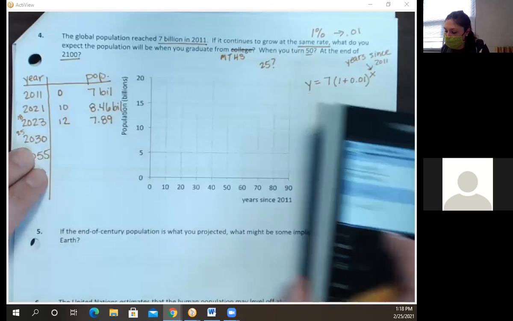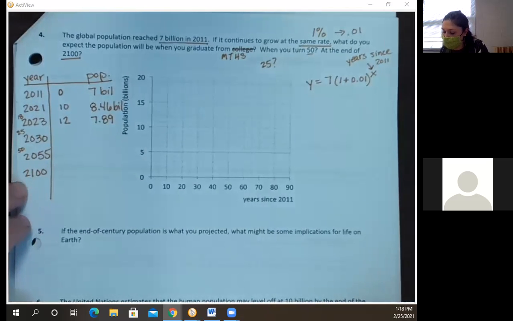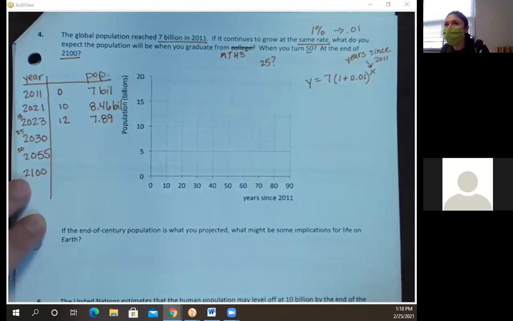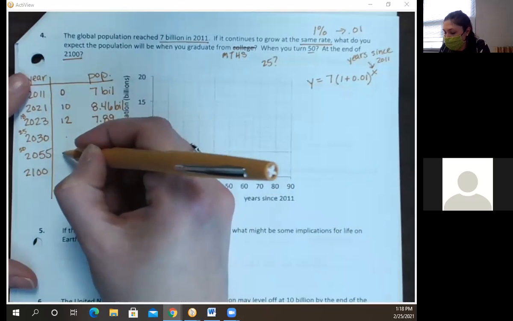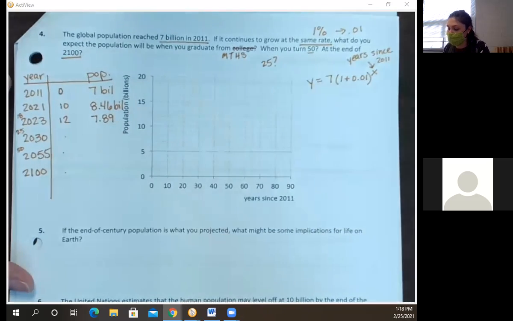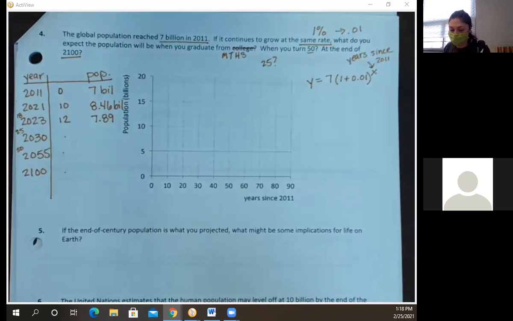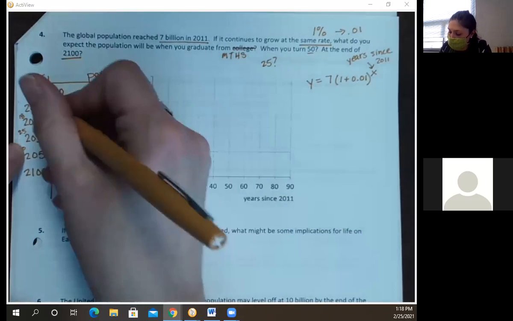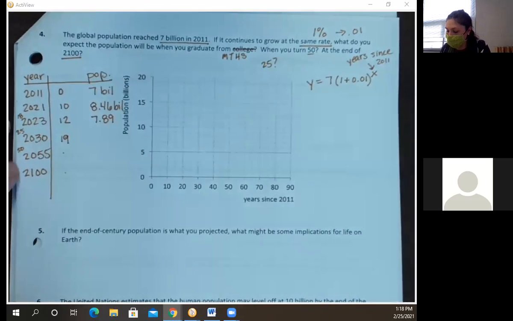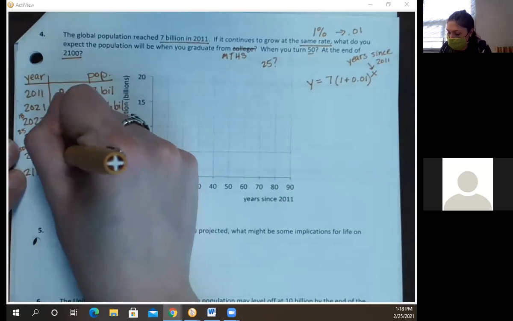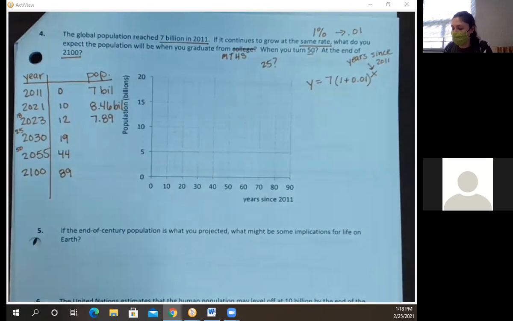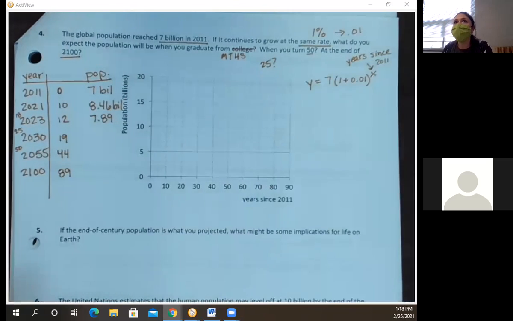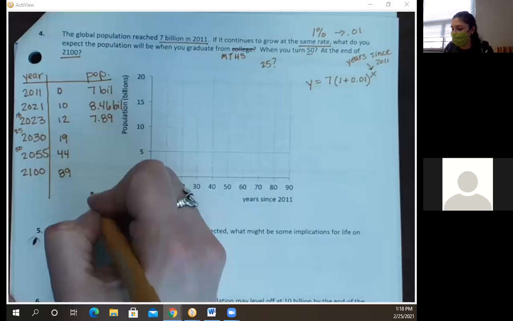And then we're going to do the same thing for 2030, 2055, and 2100. So what I want you guys to do now is to find the 3 remaining populations. So this is going to be in 19 years, in 44 years, and in 89 years. I want you to plug in these values for X in our formula and find those world populations.